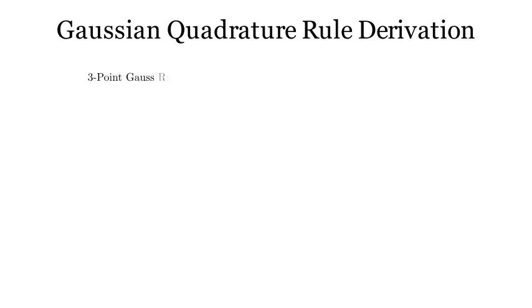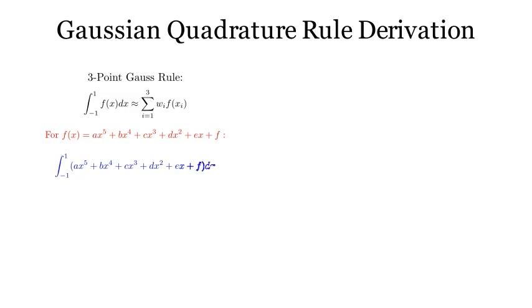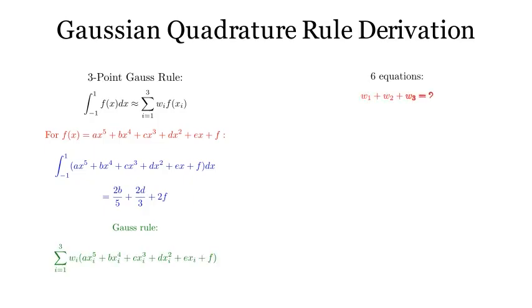Now for the final derivation, we will do a 3-point Gauss rule derivation as well. A 3-point Gauss rule will be able to exactly integrate a polynomial of up to order 5, and it will use only 3 sample points. So again, equating the power terms, we will get 6 equations in total.